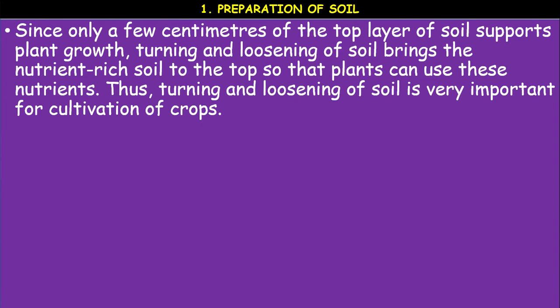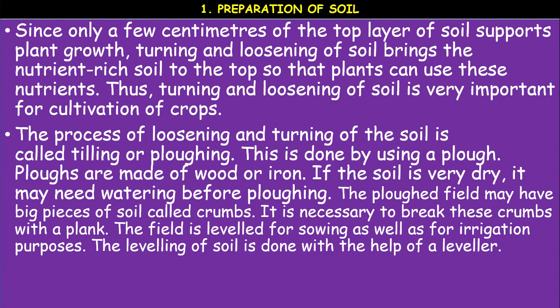So, since only a few centimeters of the top layer of the soil supports plant growth, that is called topsoil. Turning and loosening of the soil brings the nutrient rich soil to the top so that plants can use these nutrients. Thus, turning and loosening of the soil is very important for the cultivation of crops. The process of loosening and turning of the soil is called tilling or ploughing.